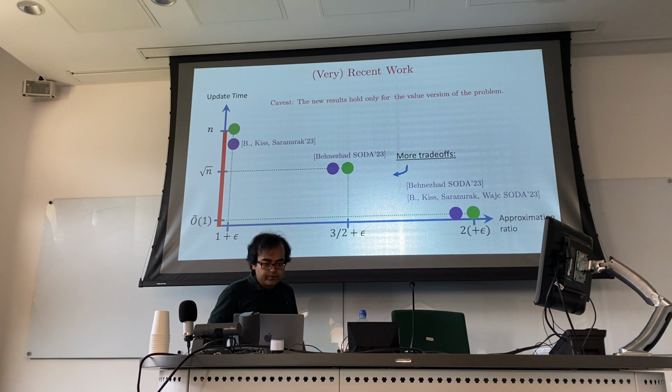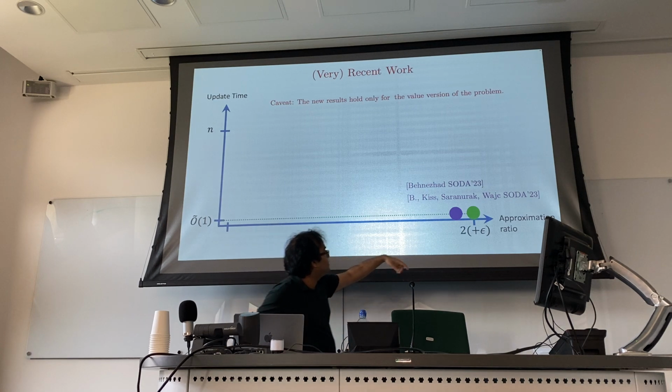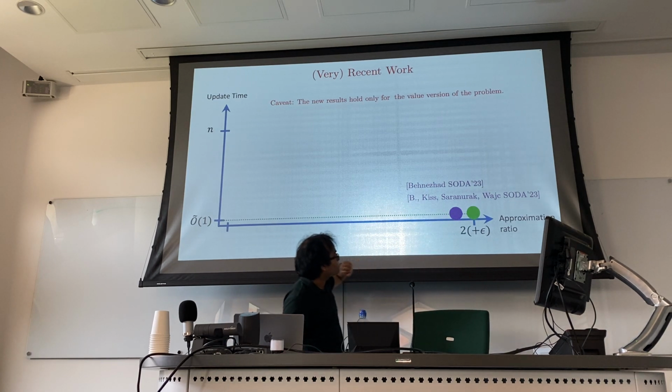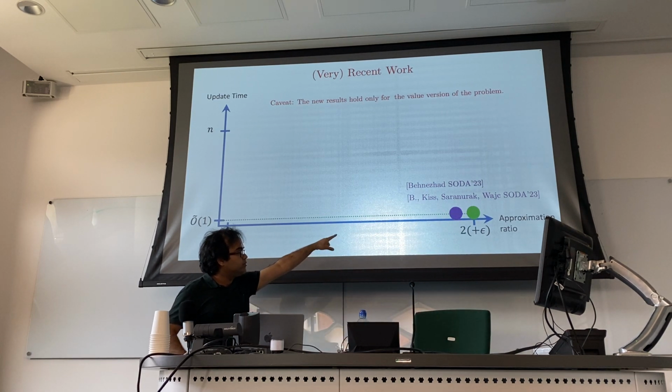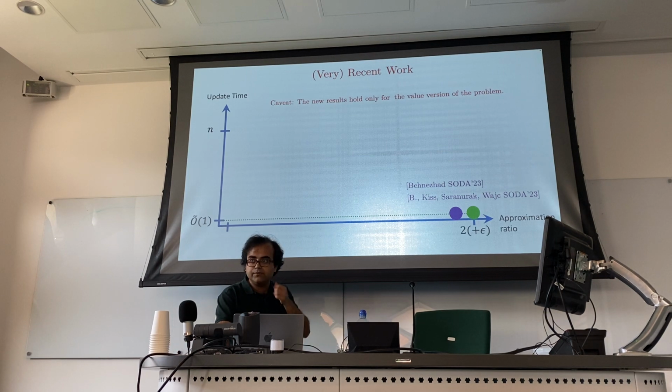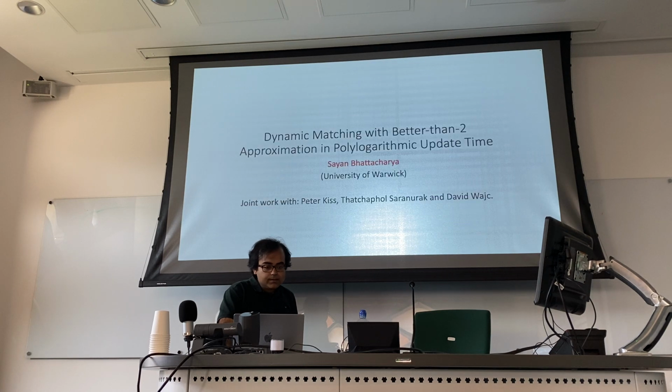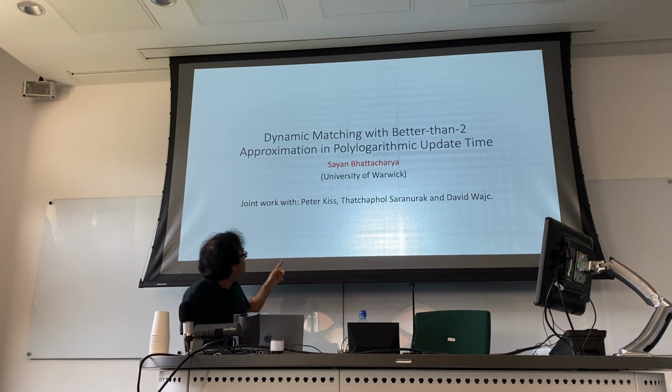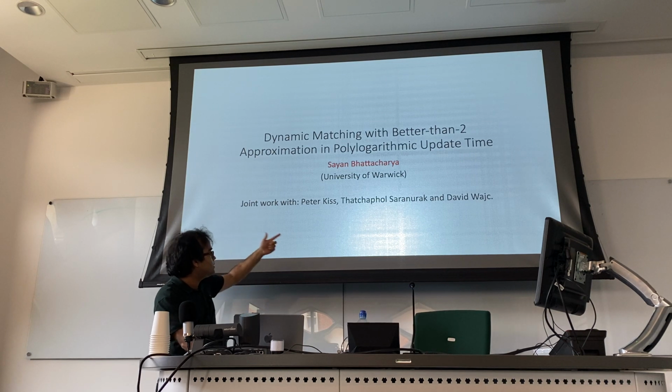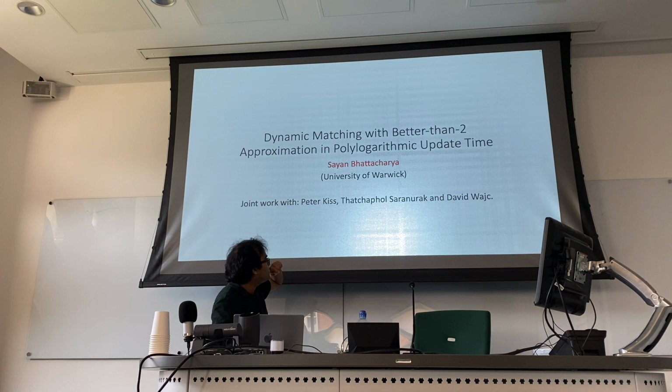So what I'm going to do now for the next, let's say 15 minutes, is just focus on this bullet point and just try to highlight the main ideas as to how we achieve this. So this result is based on this paper that I had with my student Peter Kish, Thachapal Saranurak from University of Michigan, and David Weiss, who is currently in Google.